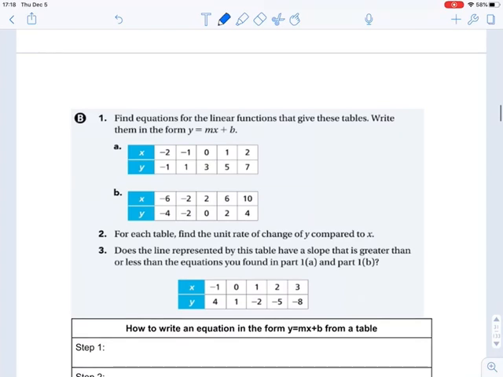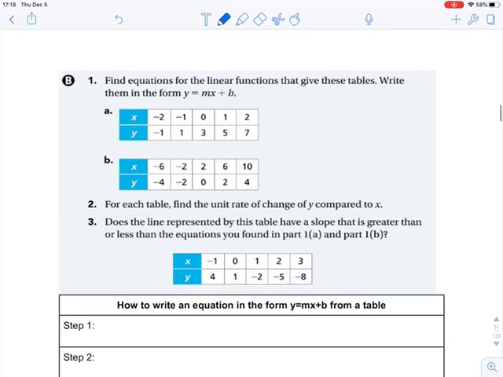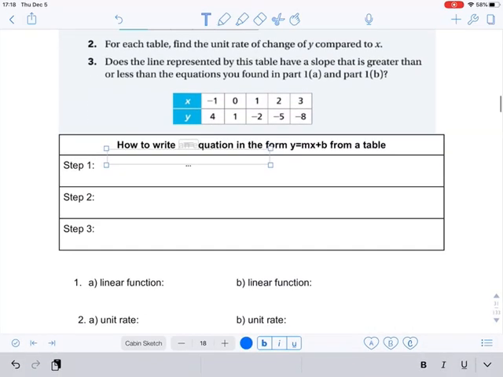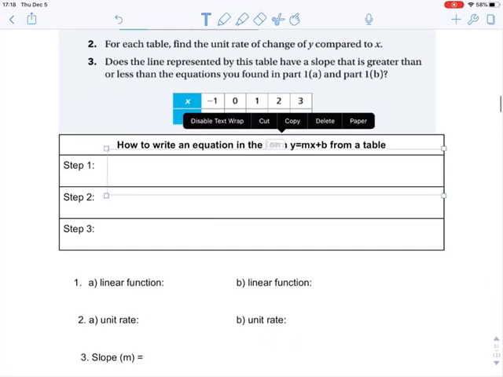All right. So from a table, it's a little bit different. Not too much different. Again, what we need to do is identify a pattern. Find the slope, which is our pattern. Identify your b or your y-intercept. Okay. And then we're gonna write our equation. Okay. So, steps to writing an equation.